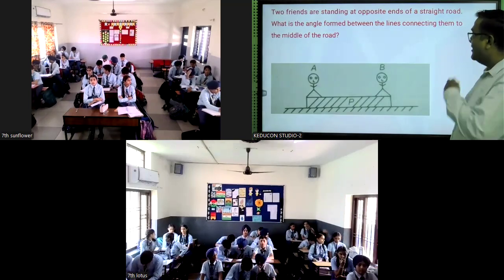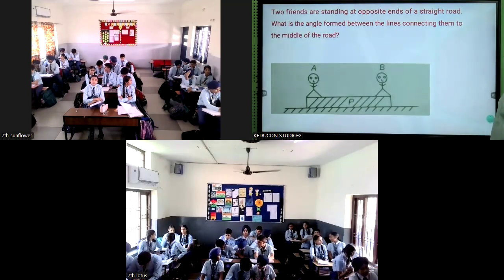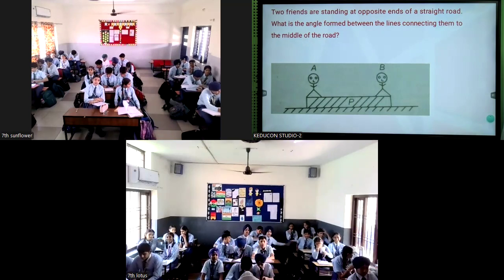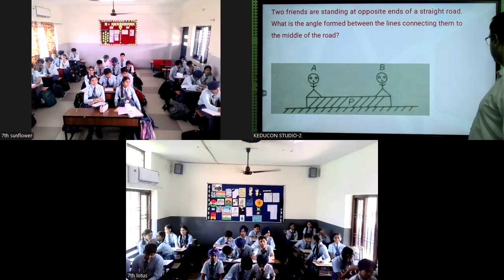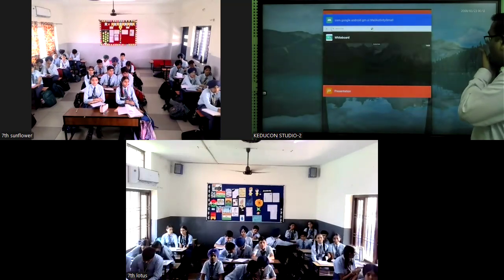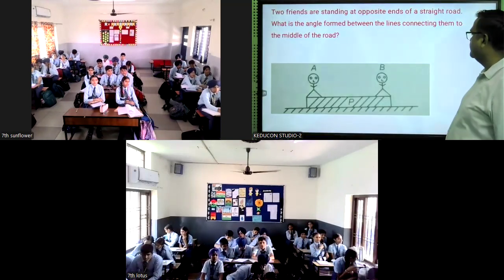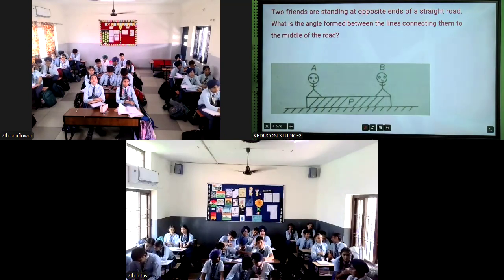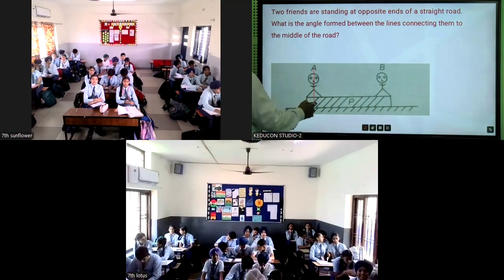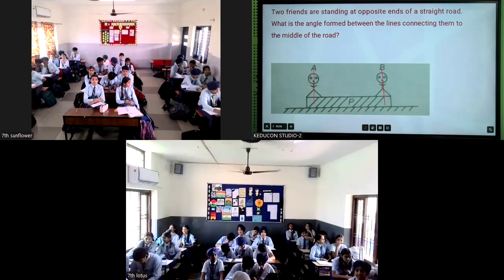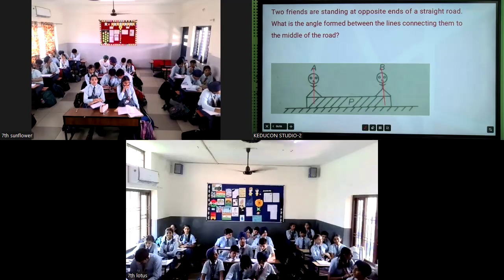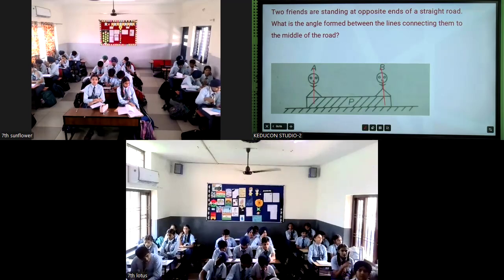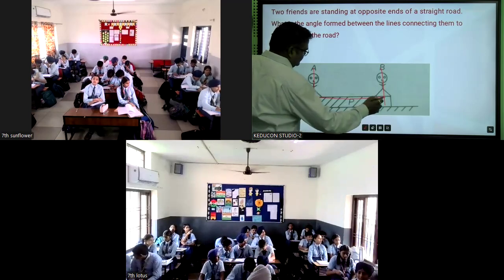Next question. Two friends are standing at opposite ends of a straight road. What is the angle formed between the lines connecting them to the middle of the road? Now students, read the question. What are the two friends? These are the friends, right? Standing at opposite sides of a straight road. What is the angle formed between the lines connecting them to the middle of the road? This is the middle of the road. This is the road, students.